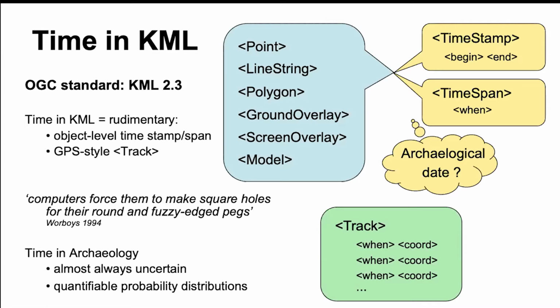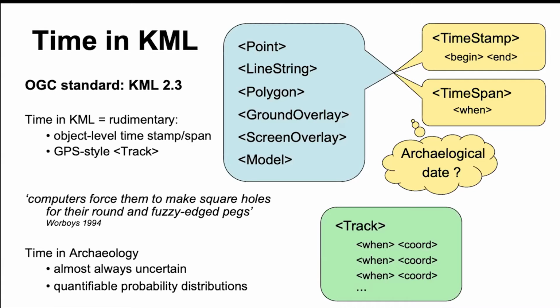A single date, and a time span, is that it comes into existence at one point and disappears at another time. Although, of course, with archaeological data we're often talking about much more complicated ideas about the dating of something. I'm reminded of the quote from War Boys saying that you end up having to put your round and fuzzy-edged pegs into square holes when you try to adapt to a computer system.